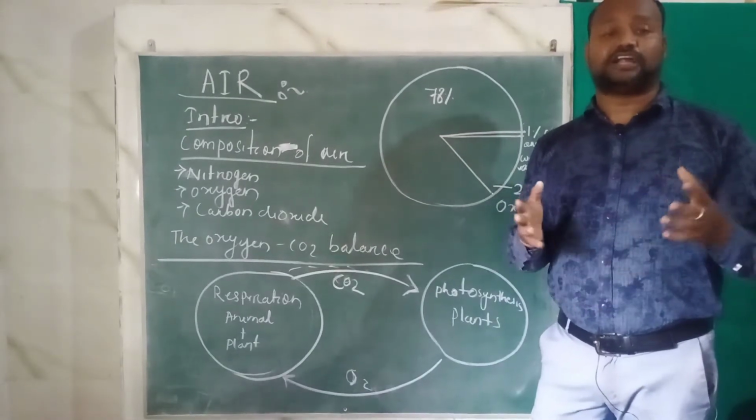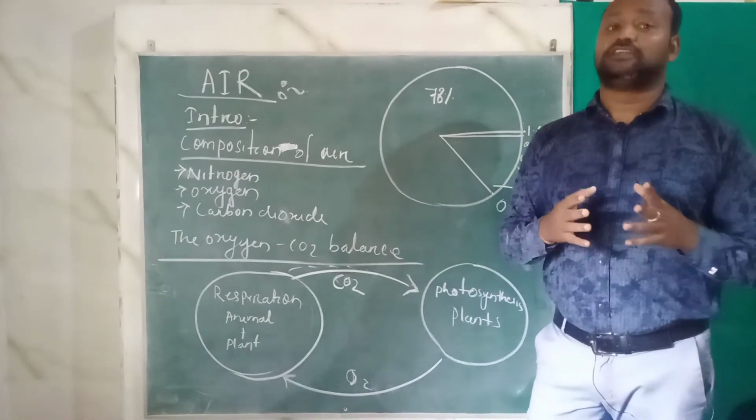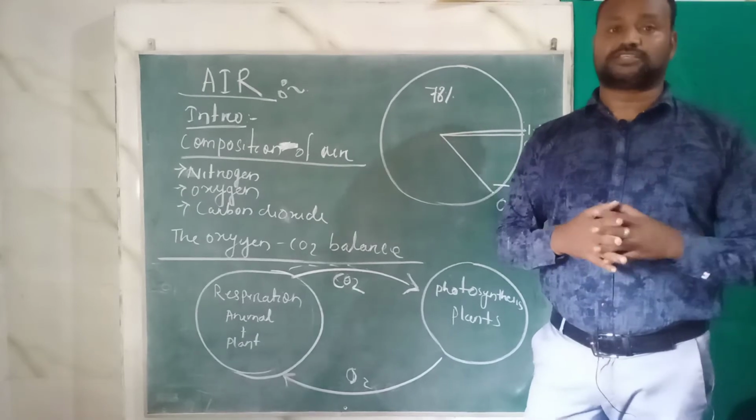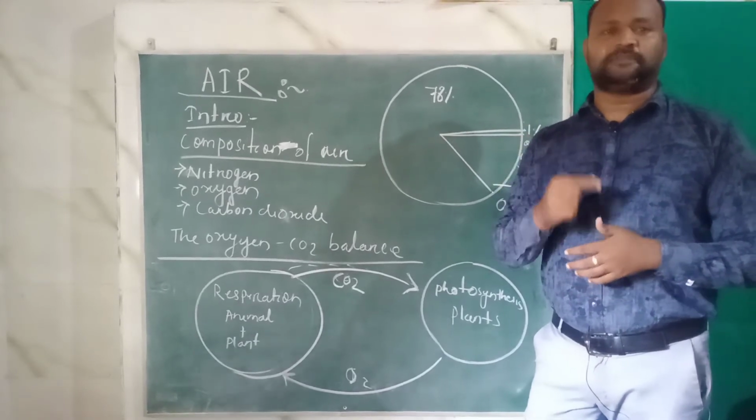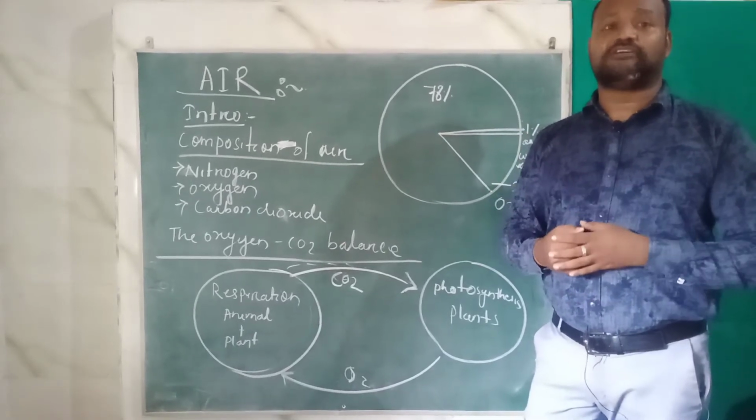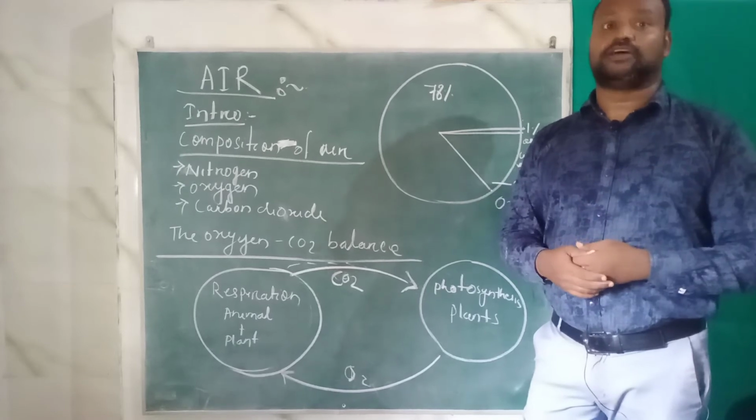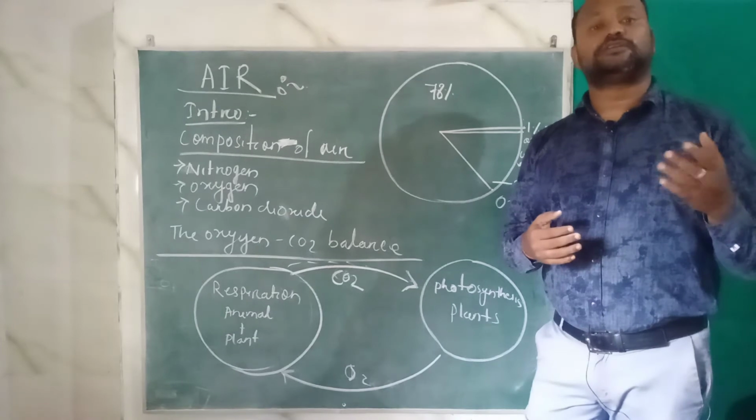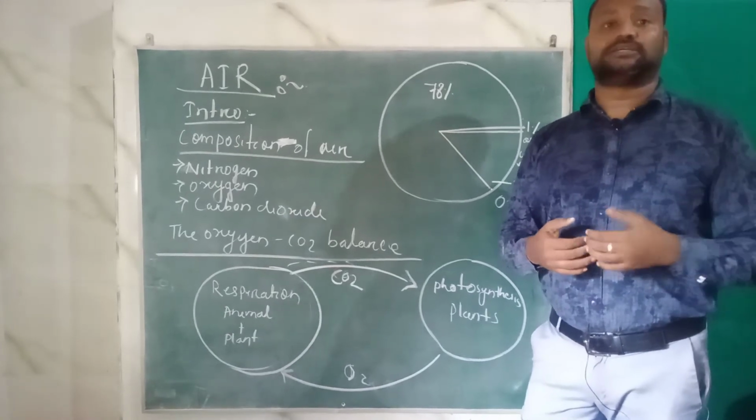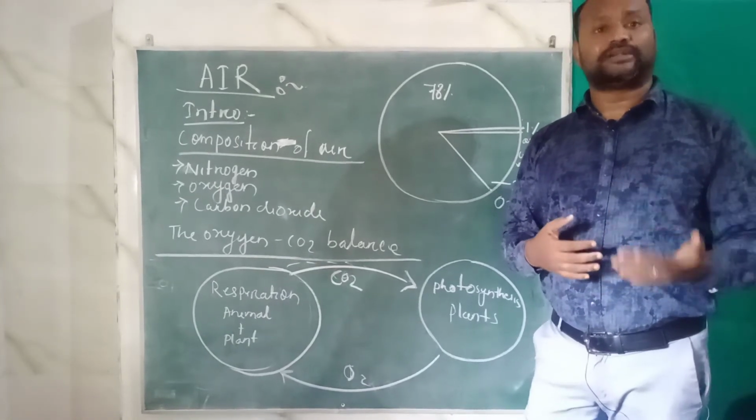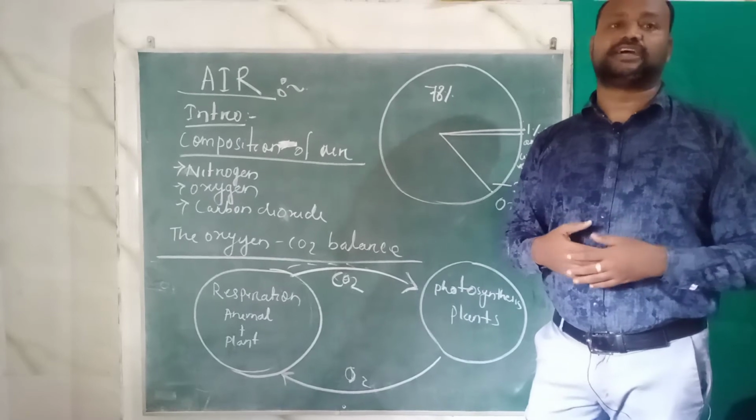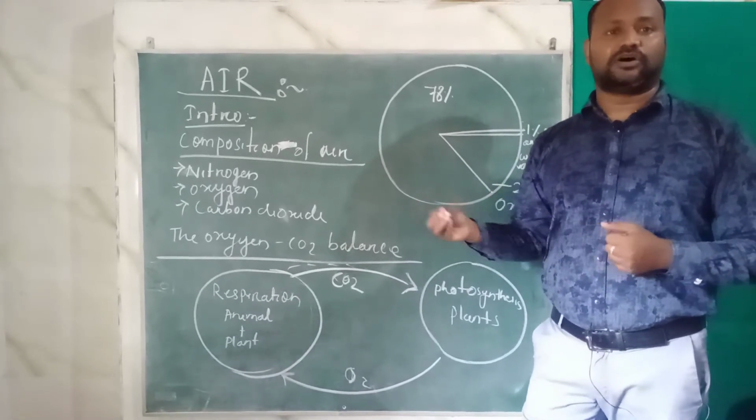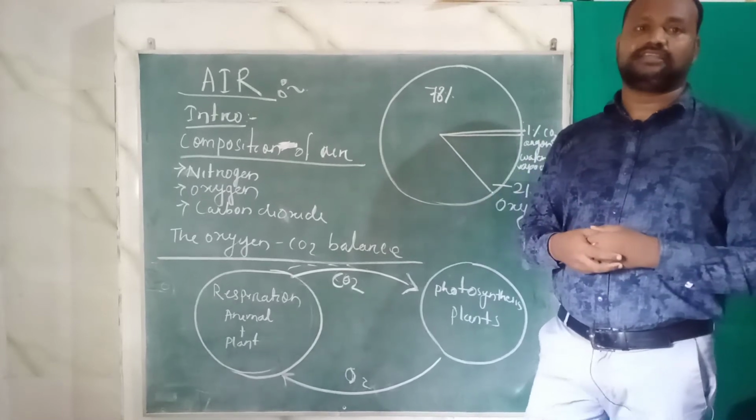78% of our atmosphere has nitrogen, 21% is oxygen, and only 1% is composed of all other gases like hydrogen, argon, neon, water vapor, carbon dioxide. Among all these, carbon dioxide is the highest, except that all gases are there.